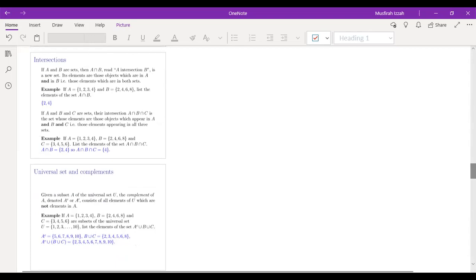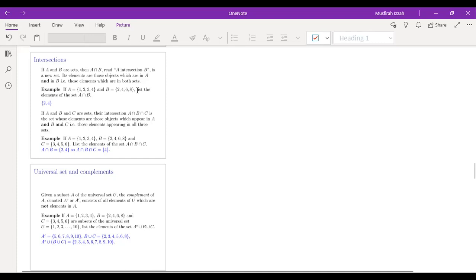Okey, ini intersect. Intersect ni adalah yang di tengah-tengah. Maksudnya, nak senang, awak ingat intersect adalah apa yang sama. Set A dengan set B, elemen dalam set A mesti ada dalam set B juga. Mesti sama. Contoh dia bagi sini. A 1, 2, 3, 4, B 2, 4, 6, 8.